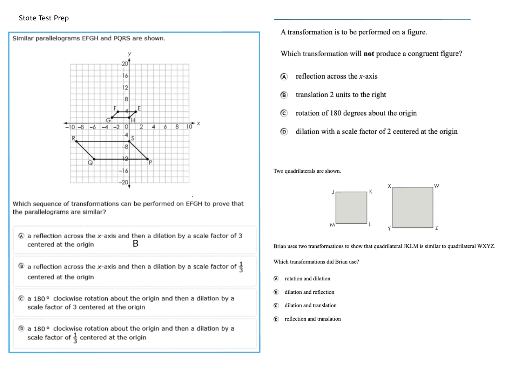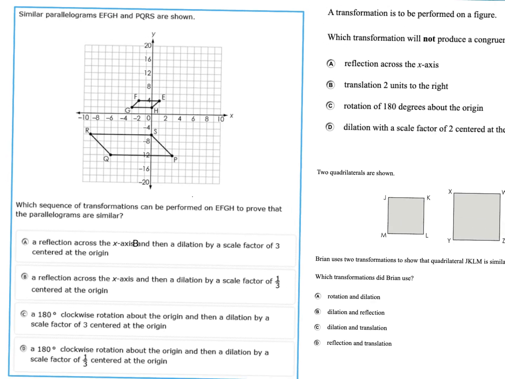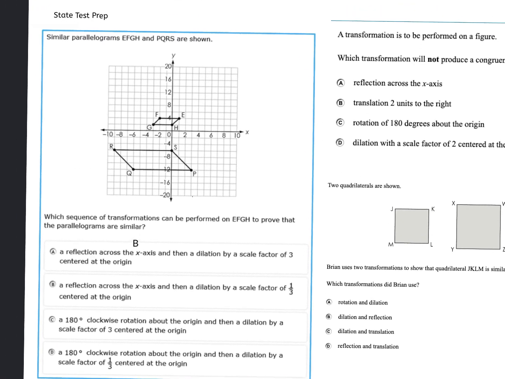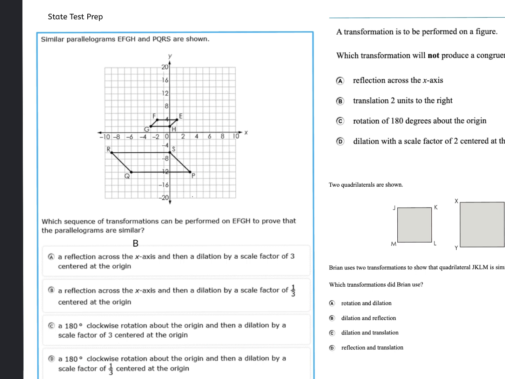The next set of questions are state prep questions. So these are questions that we've actually seen on our 8th grade state test. So these are good to look at. Okay, so similar parallelograms E, F, G, H, and P, Q, R, S are shown. Which sequence of transformations can be performed on E, F, G, H, so on this smaller figure, to prove that they are similar? So how do you go from this smaller figure to the bigger figure?